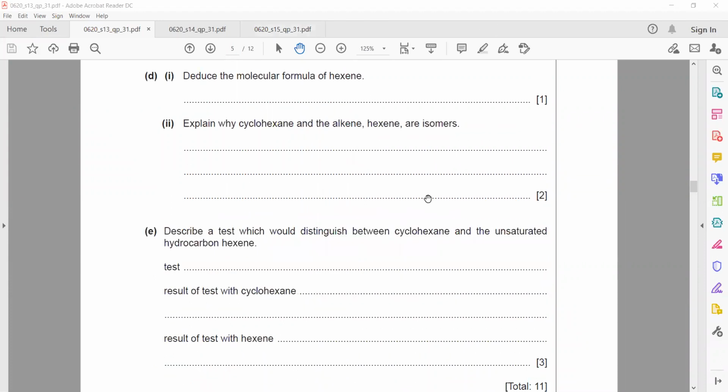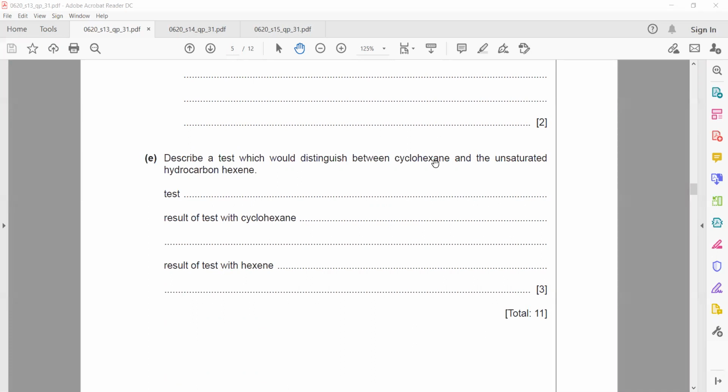Describe a test which could be used to distinguish between cyclohexane and unsaturated hexene. So how can we test? We can add bromine, aqueous bromine you can mention. Adding bromine to cyclohexane gives no change, no visible change, and with hexene it will decolorize.